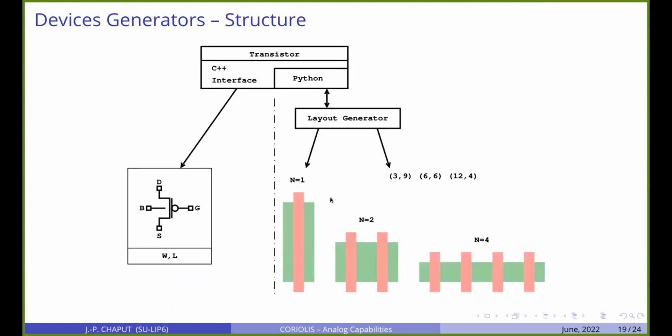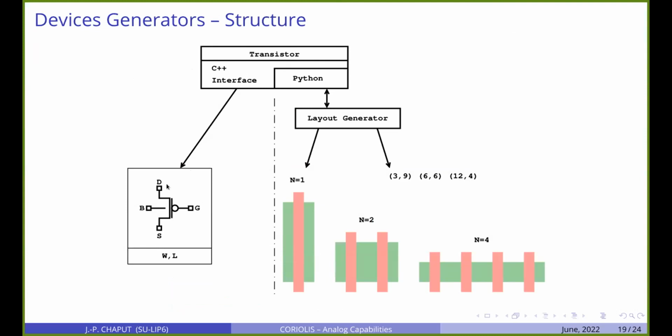So now, how does the device generator work? What we have implemented in Coriolis is a Python generator which generates the layout on the fly. So we have a basic, common part, which is in C++, and which generates what is invariant, that is the netlist of the transistor.